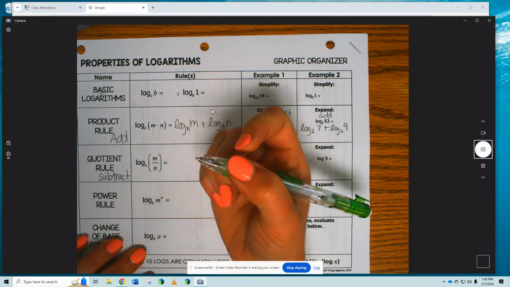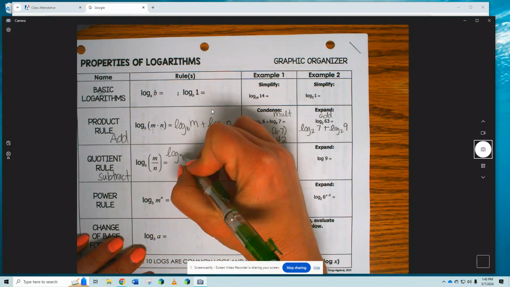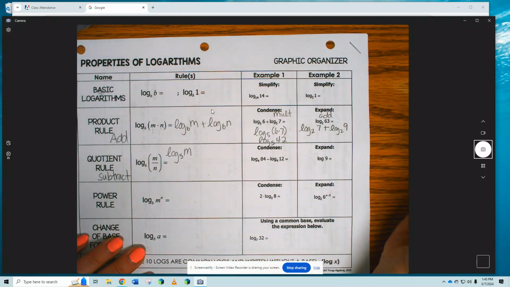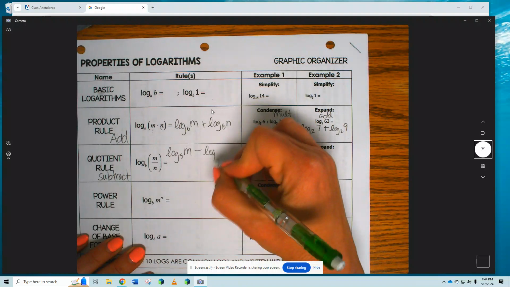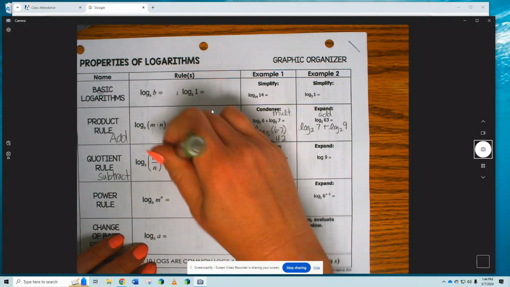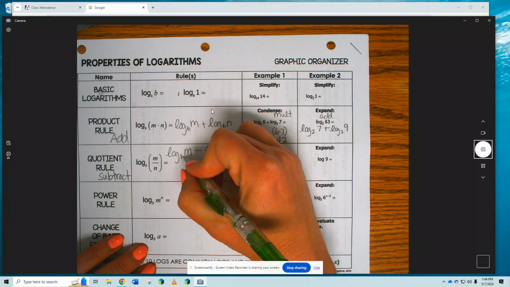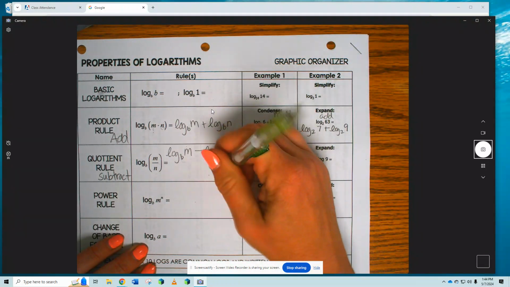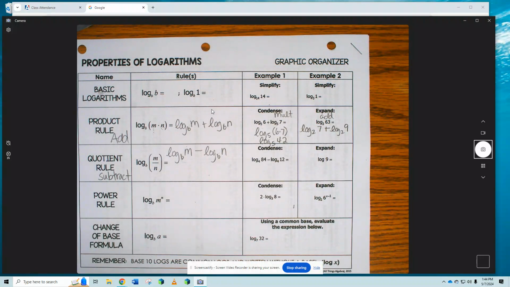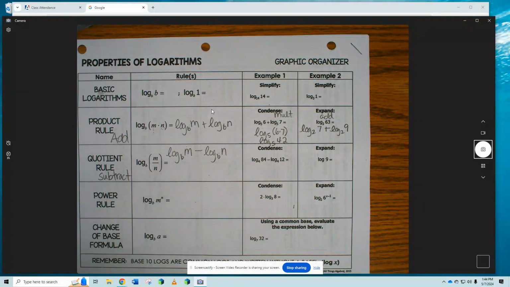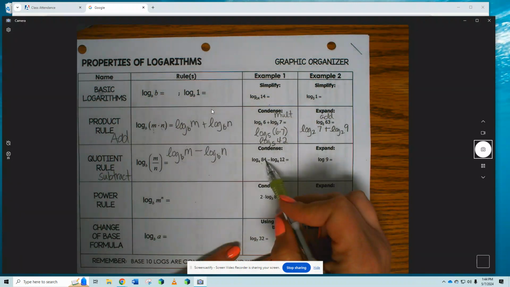Okay, here we go. Log base b of m, and I'm going to subtract, minus, and I keep it, oh, it's not 5, I'm sorry. It's just base b. That was the last problem. So log m minus log n. Fraction means subtract.